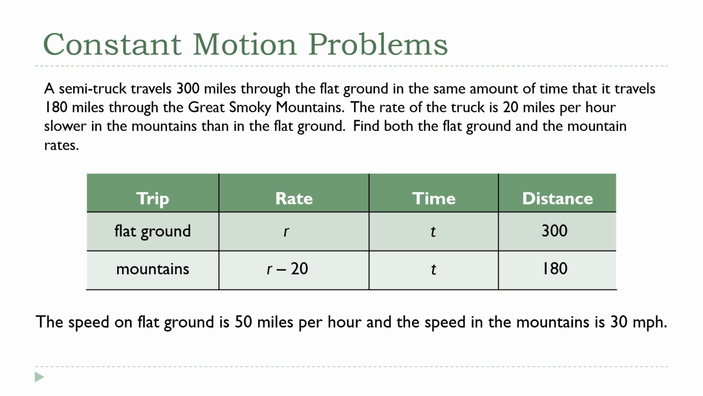R is the flat ground rate. So the speed on flat ground is 50 miles per hour. And the speed in the mountains is 20 less than that. So the speed in the mountains has to be 30 miles per hour.